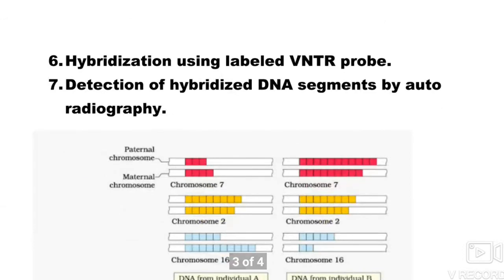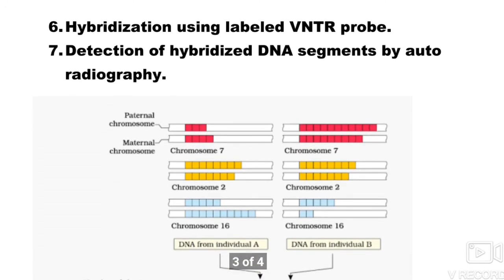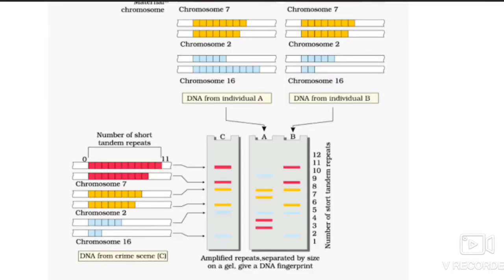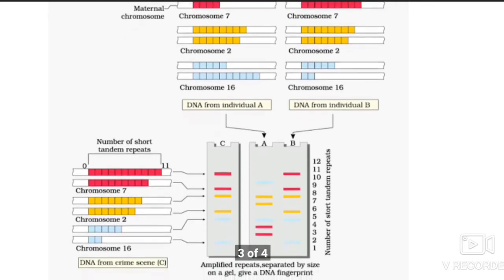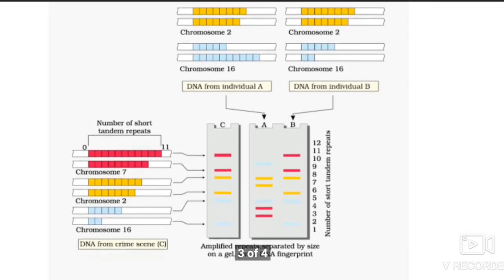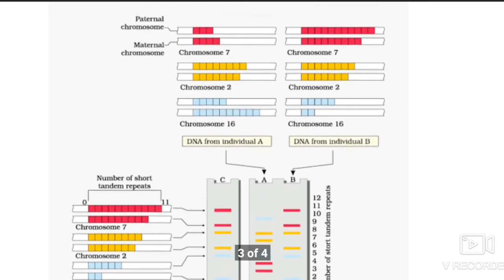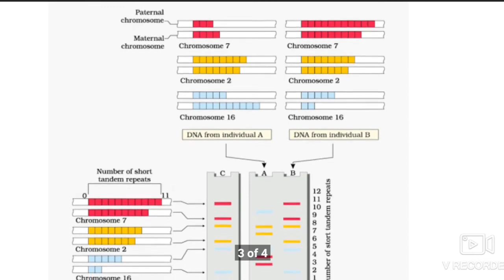The next step is hybridization using the labeled VNTR probe. And in the last step, detection of hybridized DNA segments is done by autoradiography. In this figure, we can see the detection of a criminal from two suspects by using DNA fingerprinting. Here we are using three samples. One is the DNA sample which was recovered from the crime scene, that is the sample C. There are two individuals which are suspects, individual A and individual B.